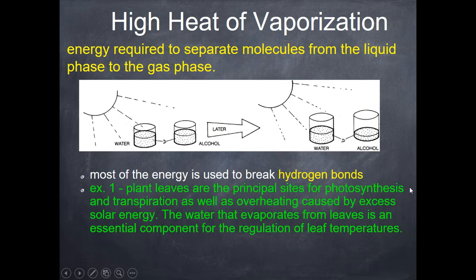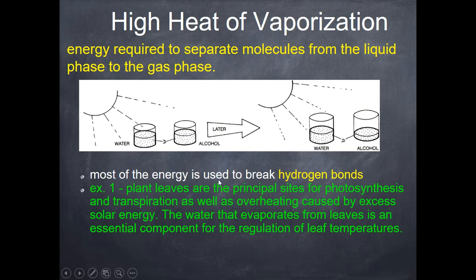So an example would be plant leaves. Plant leaves are really important. This is the site for photosynthesis and transpiration, which is that gas exchange that plants have. They are using CO2 and putting out oxygen in their photosynthesis process, and then they're using some of that oxygen for their own respiration processes. But we know that the net change is that they are releasing oxygen.